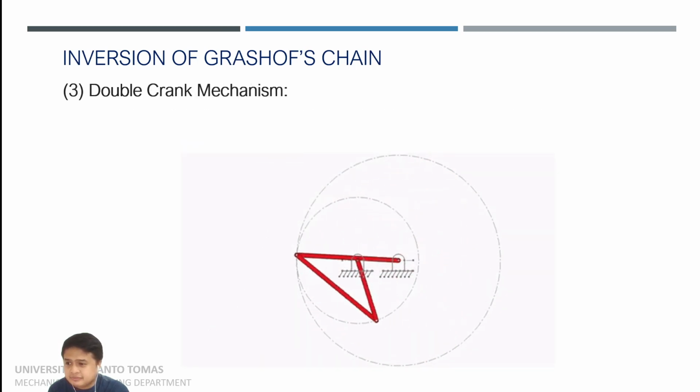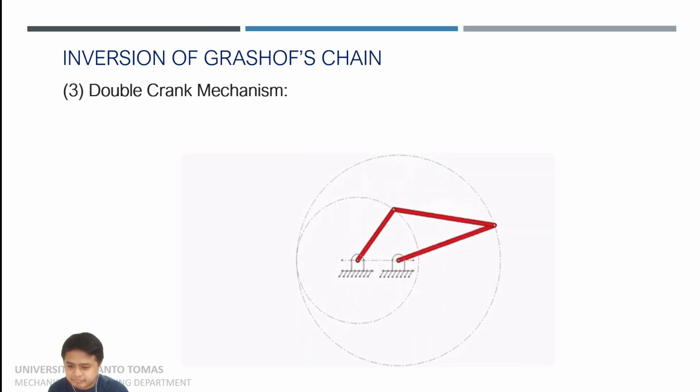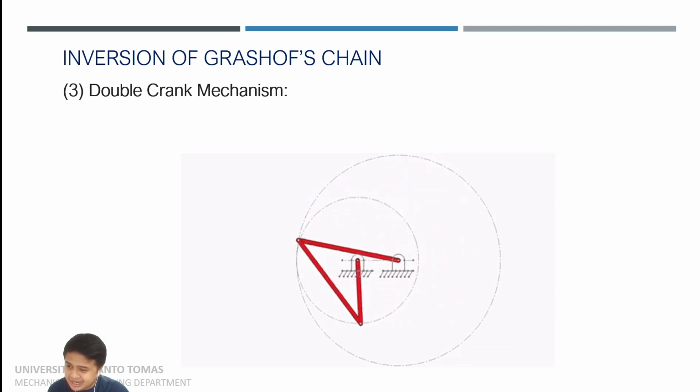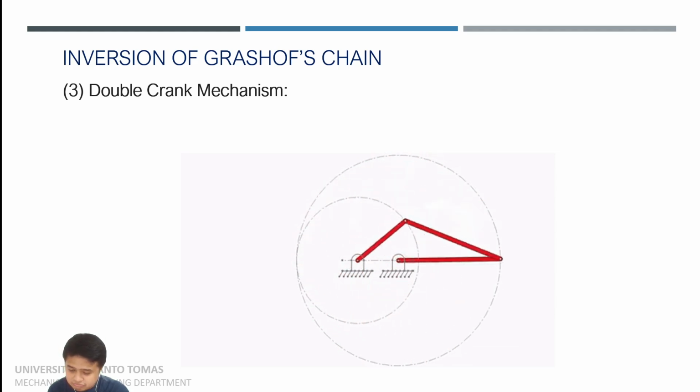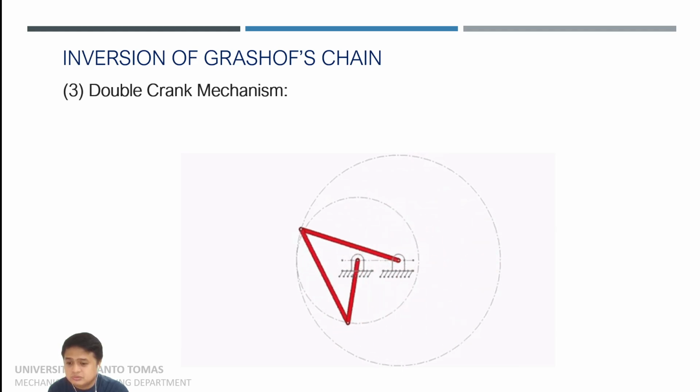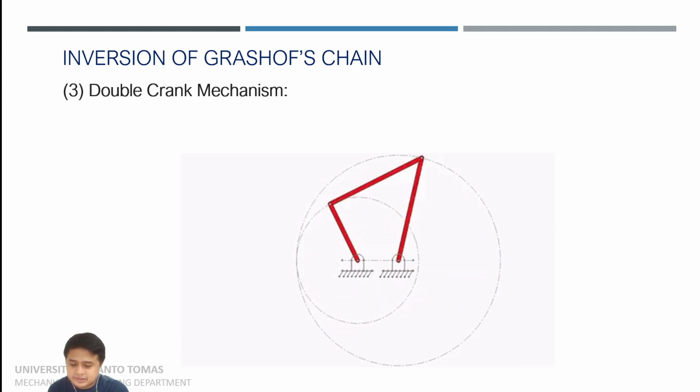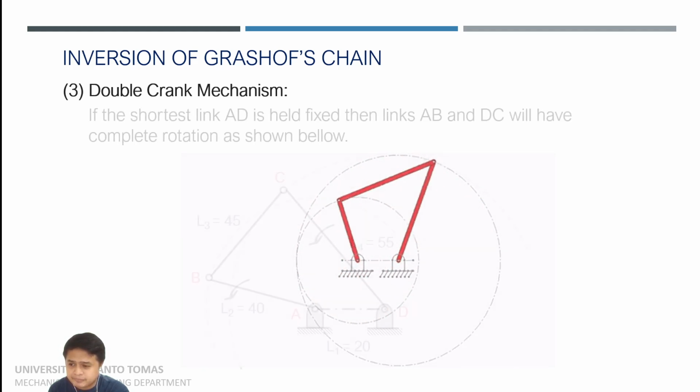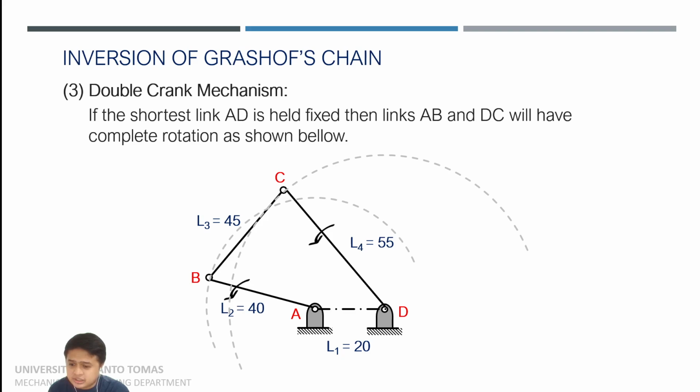And then the last one, we have the double crank mechanism, wherein when we say crank, it can fully revolve. So you have two cranks that can fully revolve. What you can observe is that the shortest link should be the frame. If the shortest link is the frame, then it is a double crank. So you can fully revolve on both links, AB and CD, or L2 and L4. It's that simple.